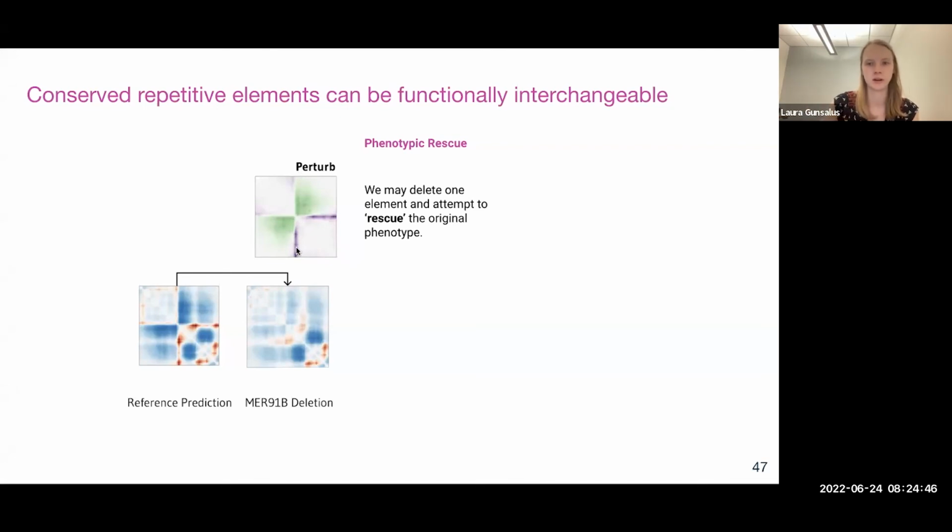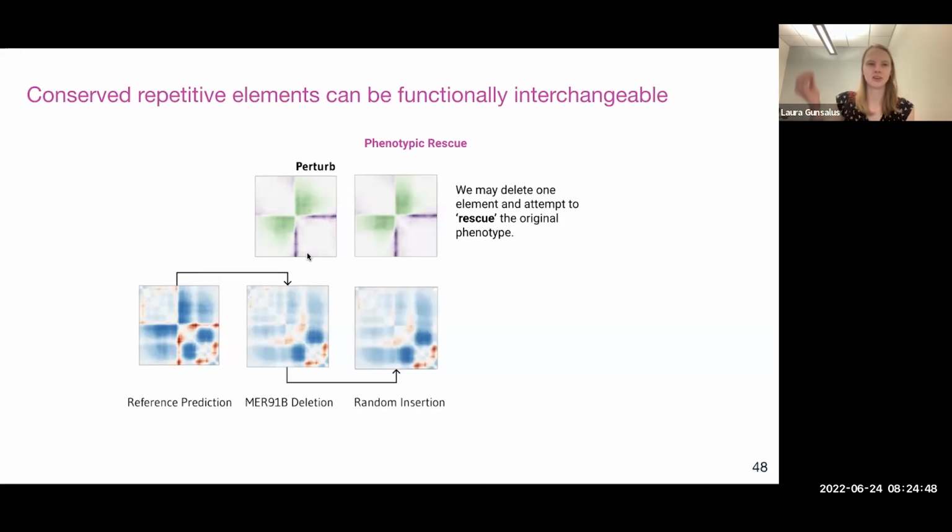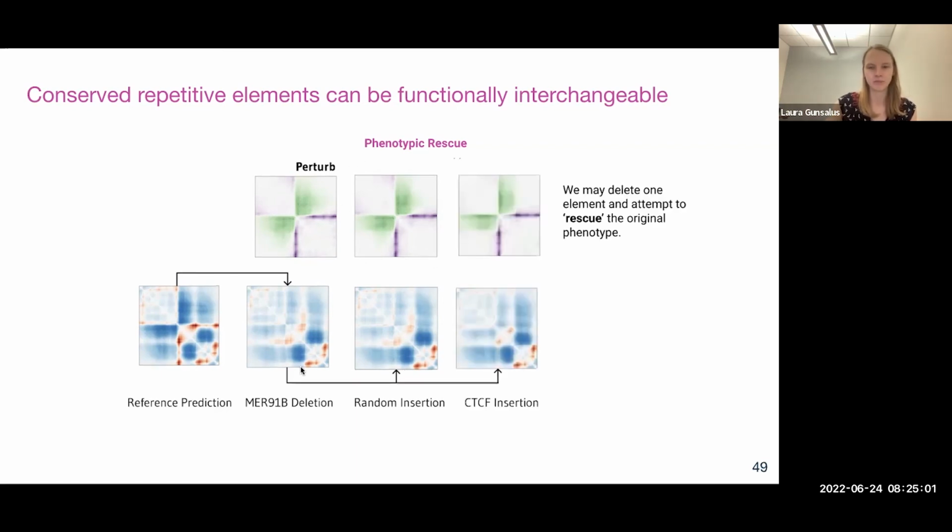And here's the difference between the two maps, where we have a striking loss of a boundary centered at the location of deletion. If we insert a random sequence that's the same length, we don't have any gain of the same phenotype. We have the same loss of contact as we observed in the original deletion. We can insert CTCF instead. And again, we don't see that CTCF is able to rescue back the phenotype.